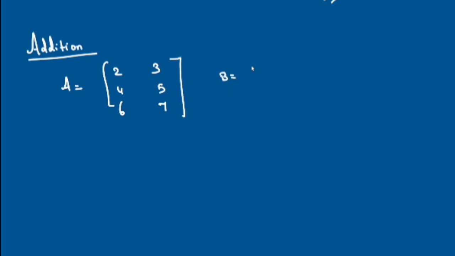B is 1, 2, 0, 3, 4, 2. So these are two matrices. So the orders are same. The order of the matrix A is 3 by 2 and order of the matrix B is also 3 by 2. So now we can add.